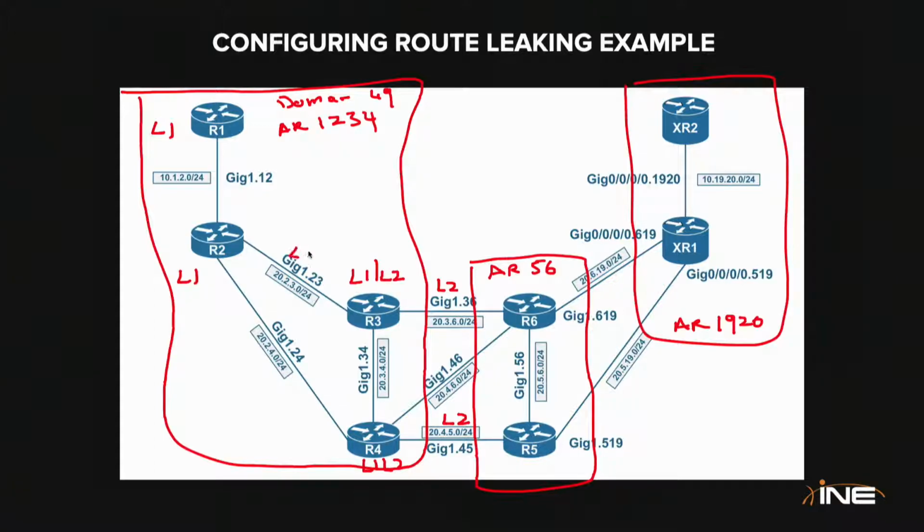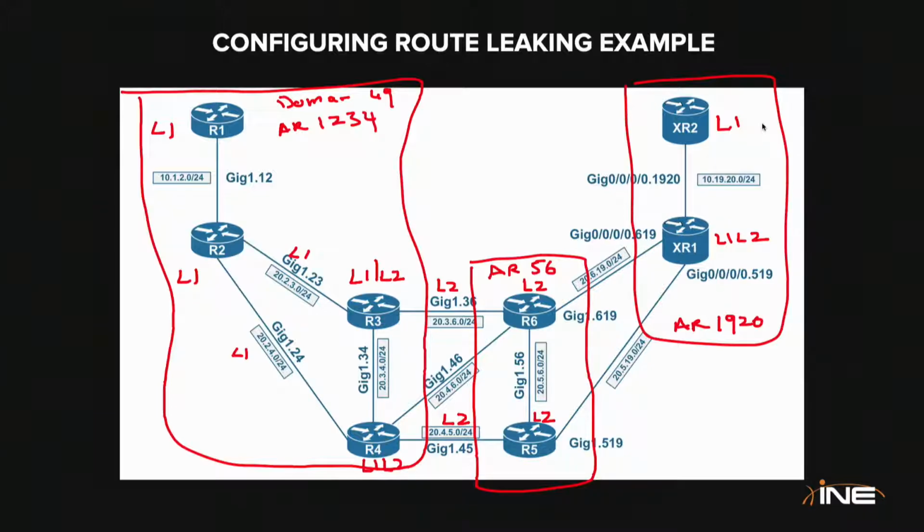And here I have L1 adjacency. R6 has been pre-configured as a pure L2. R5 is a pure L2. XR1 is also pre-configured with ISIS as L1, L2, and XR2 is a pure L1.